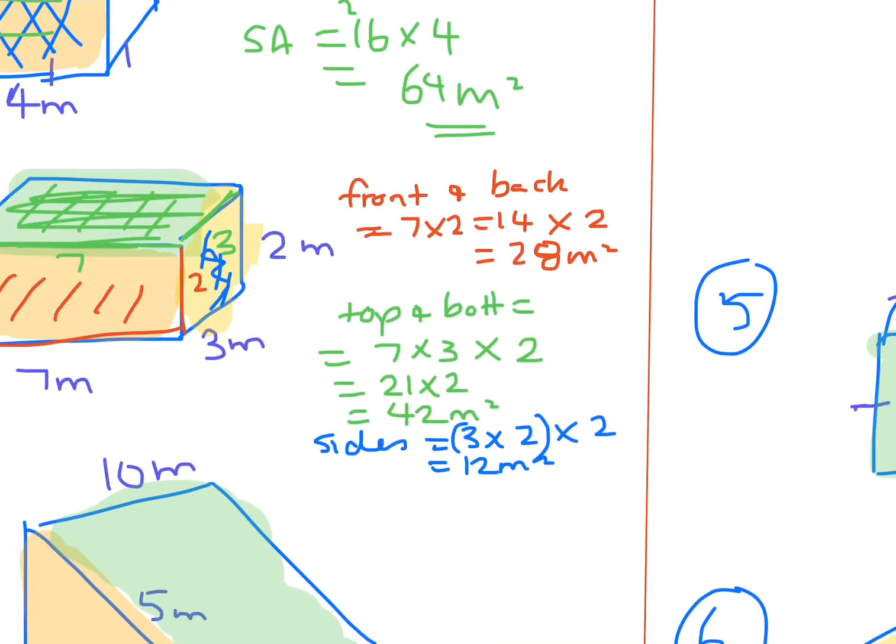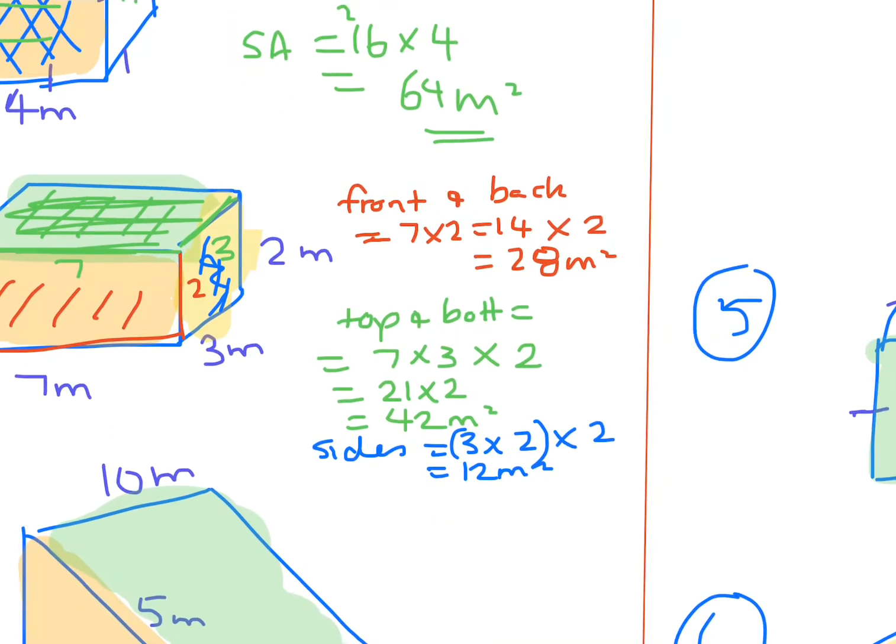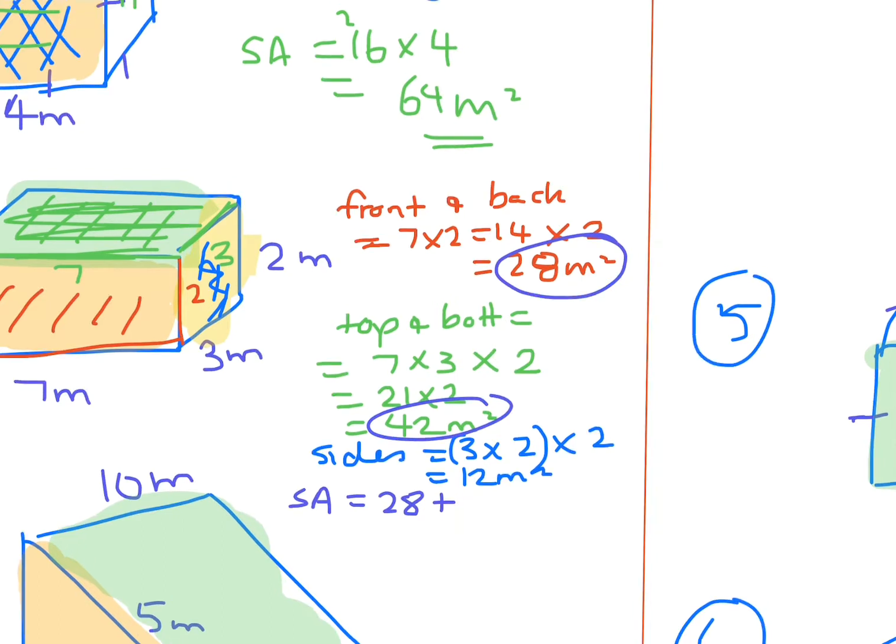So now to get the total surface area, all that you need to do is add all these up. So you've got 28 plus 42 plus 12. So that would be 60, 70, 82. So that's 82 meters squared.